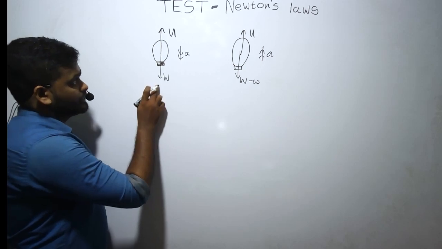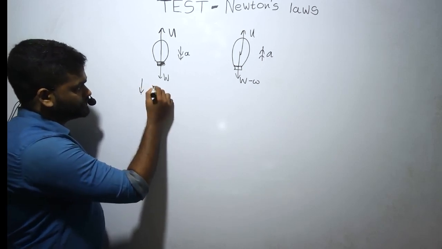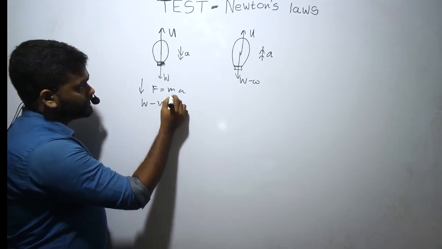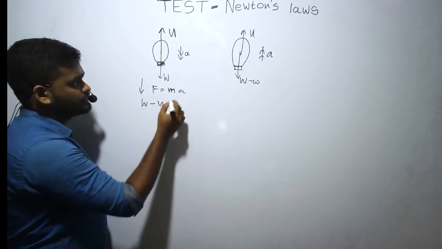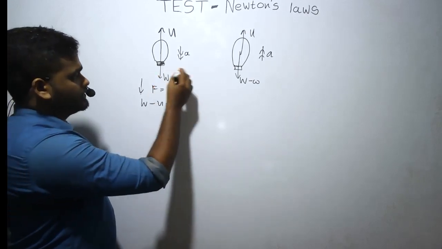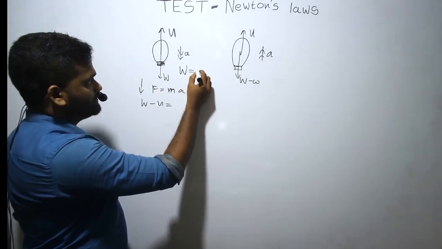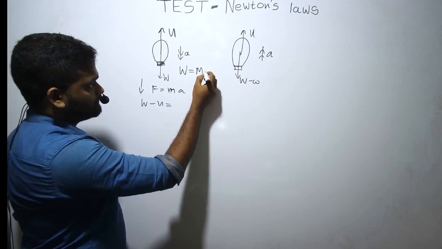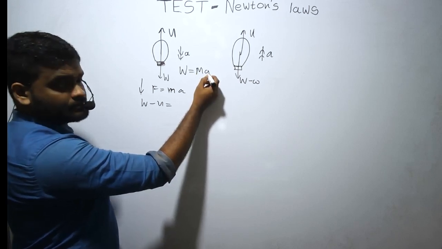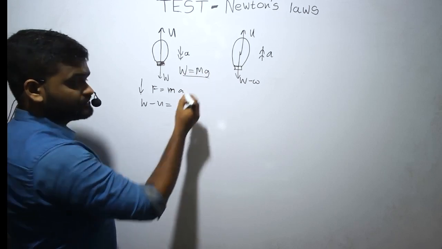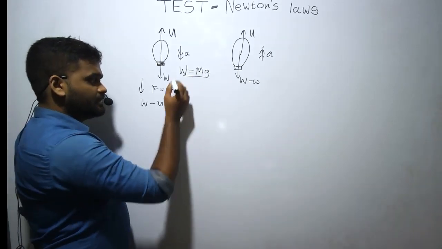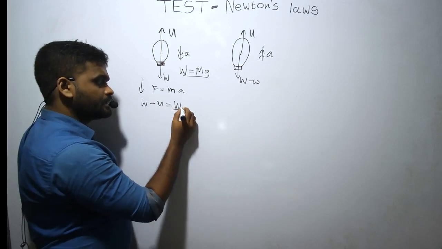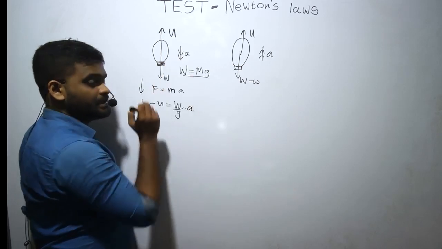So let's first apply it here. Downwards, F equals ma. W minus U equals the mass of the balloon times the acceleration. Let's say the mass of the balloon is capital M, and W is M g. That's the weight, that's always weight. So mass is W divided by g, times the acceleration they say, simple A.